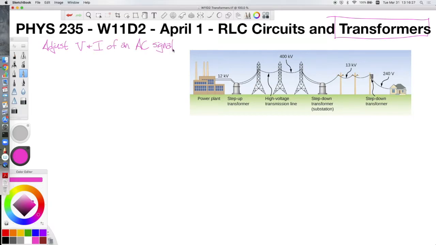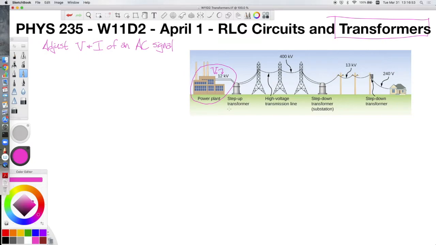And we can see how this works out in terms of power lines in the diagram that I have shown off to the right here. We start off at the power plant, and the power plant produces AC power at a maximum voltage of 12 kilovolts. So these values that you're seeing are all of the capital V0 values.